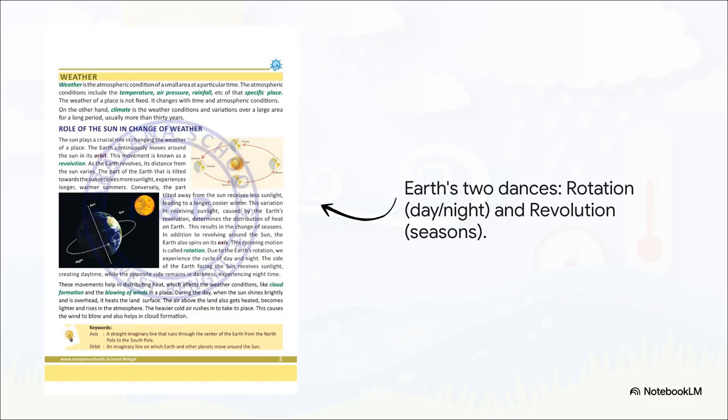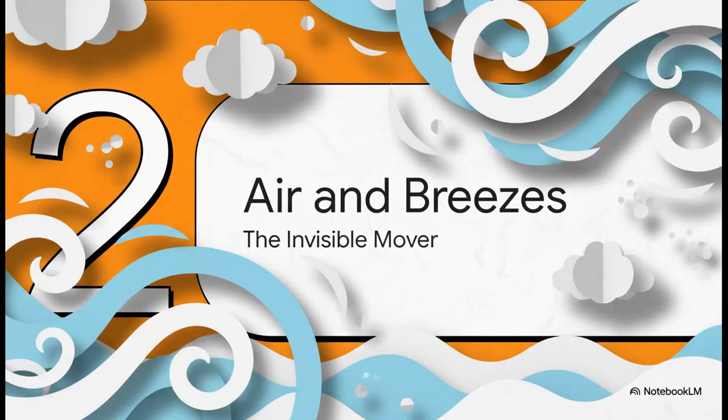Our Earth is always doing two magical dances. First, it spins on its own, like a top. We call this rotation. This spinning is what gives us day and night. But it also does another dance. It travels all the way around the sun. This big journey is called revolution, and this is what gives us our seasons: summer, winter, monsoon, and all the others. All right, we have understood the big picture.